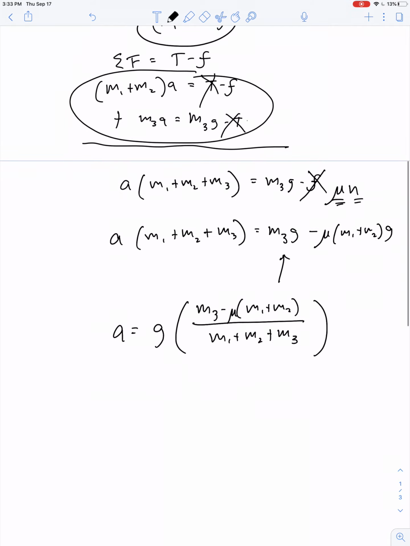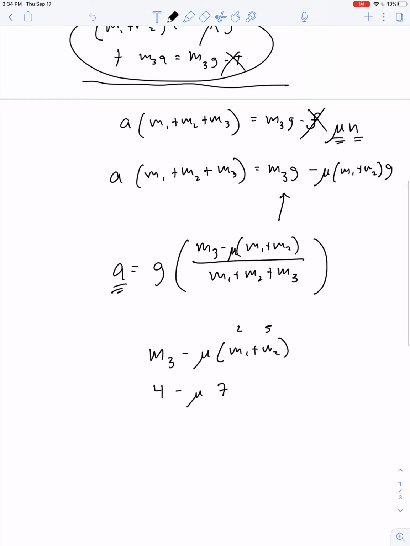So the bottom line here is if the numerator is equal to 0, that's the only way the acceleration could be 0. So is the numerator going to be 0? Well, I can plug in values here then, right? We're just looking at the quantity in the numerator, m3 minus mu times m1 plus m2. So the problem gave us that m3 is equal to 4 kilograms. m1 plus m2, that was 2 kilograms plus 5 kilograms, so that would be 7. So 4 minus mu times 7.